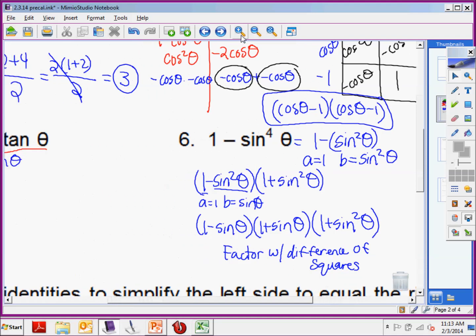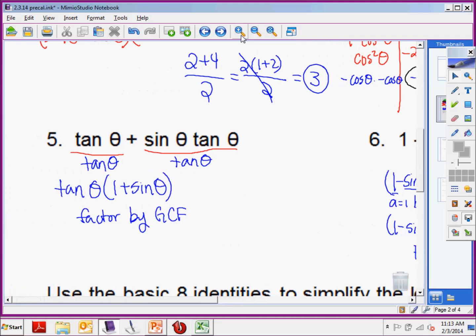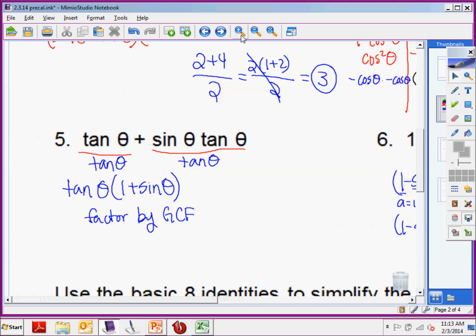On 5, we talked about finding a greatest common factor. In this problem, our greatest common factor was tan theta, so we pulled out tan theta. When you factor something out, it doesn't go away.